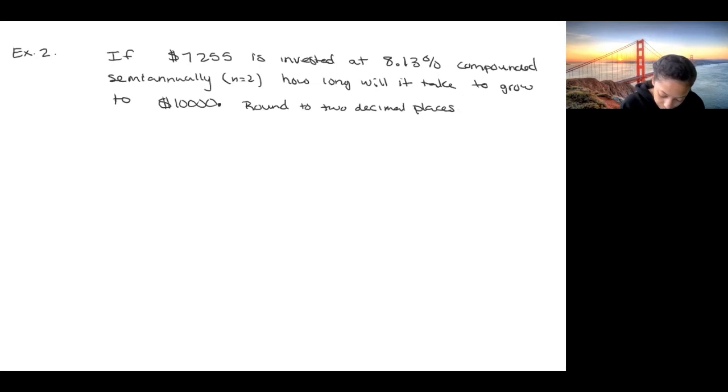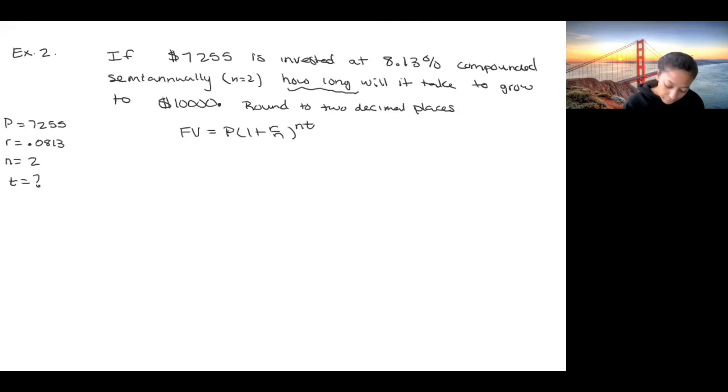So when you set this up, we should use the formula future value equals P times 1 plus r over n to the nt power. And I'll just come over to the side to write out what these values are. P in this case is $7,255. R would be 0.0813. N, which I told you is 2. If you're compounding semi-annually, that's twice a year. Okay, and then T, we don't know. We're trying to find that. And we see how long, that's solving for T. And then the future value is $10,000.